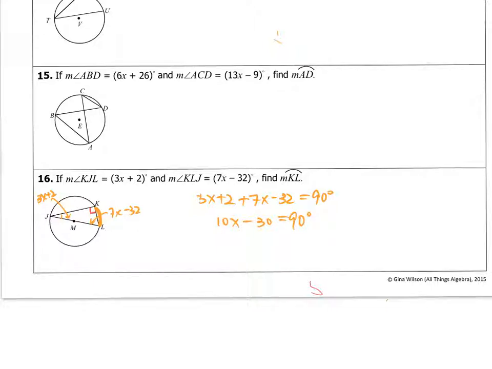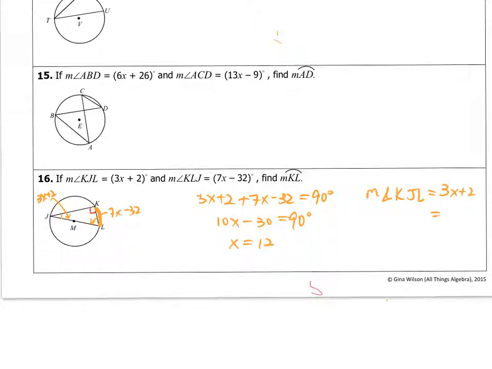X, hold on. 10x equals 120. So x equals 12. And then what you need to do is to plug it into the angle measure for KJL, which is 3x plus 2.